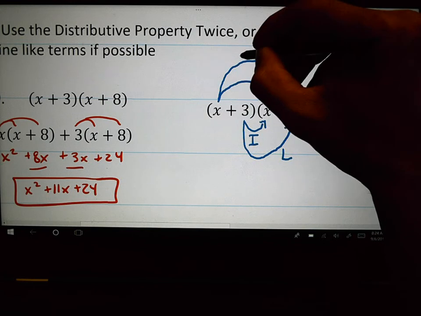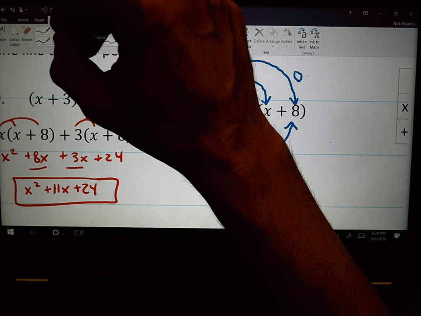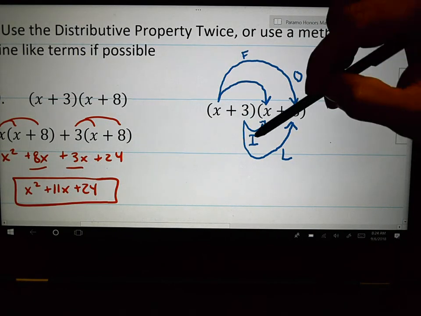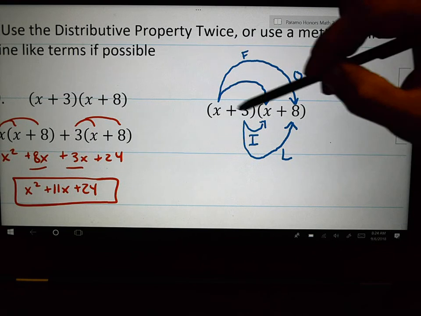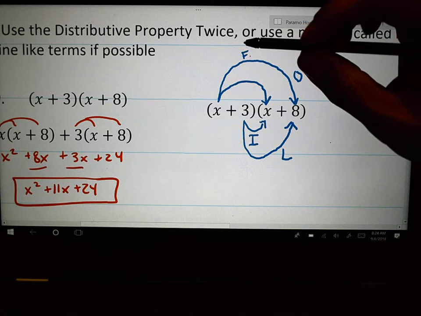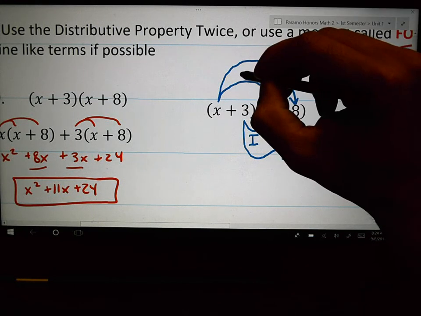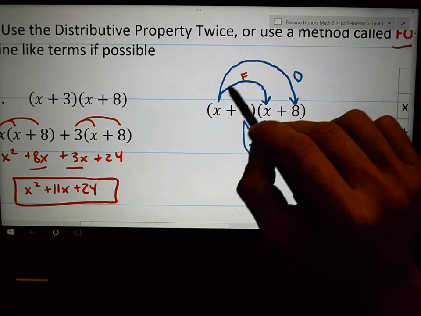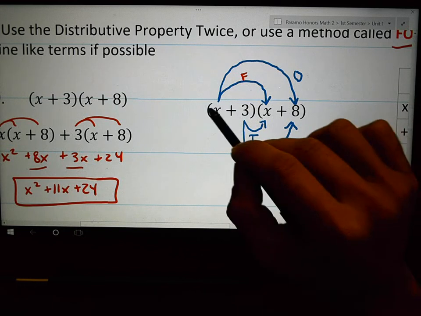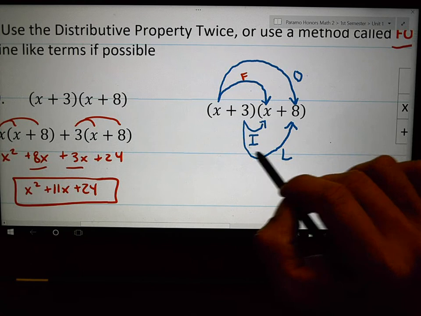The FOIL method stands for an acronym, I think. First, outside, inside, last. The first times the first. Oh, that F is in the wrong spot. It should be right here. The first times the first. The outside times the outside. The inside times the inside, and the last times the last.